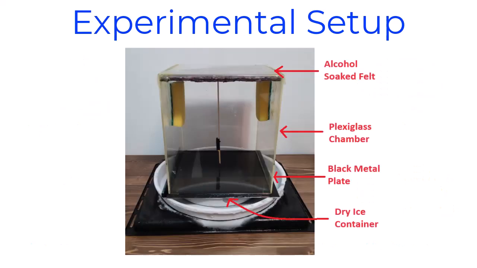Here is our experimental setup. We have a plexiglass container on top of a black metal plate which sits on the dry ice container. We have alcohol-soaked felt and sponges on the top of the chamber which produces alcohol vapor.